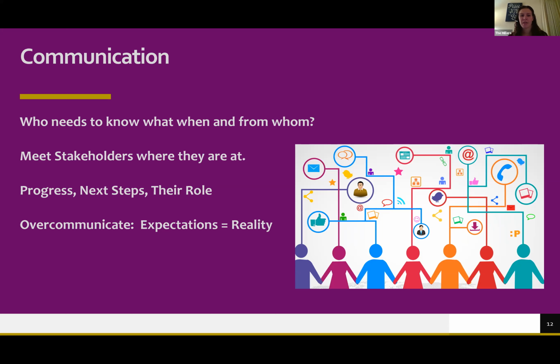The reality is that expectations equal reality. If my sponsor, my customer, or a team member thinks that something is going to happen and I haven't communicated clearly that it's not going to happen, and then it doesn't happen, my stakeholder, whoever that is, will be uncomfortable, right?